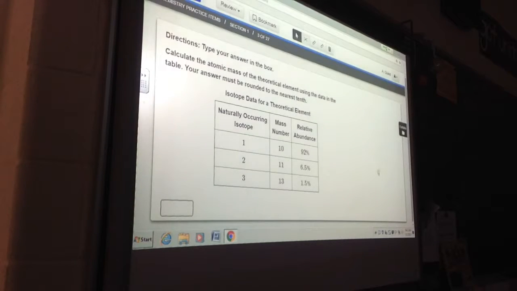All right, here we go. Type your answer in the box. Calculate the atomic mass of the theoretical element using the data in the table. Your answer must be rounded to the nearest tenth. Holy cow, it's been a while.